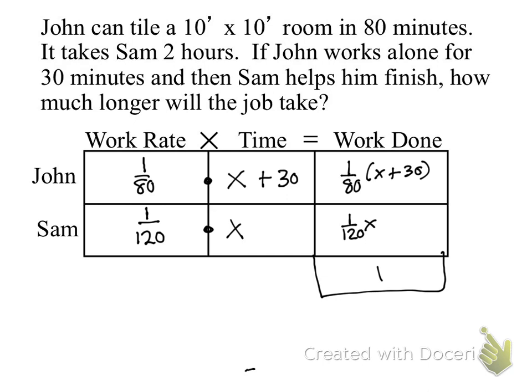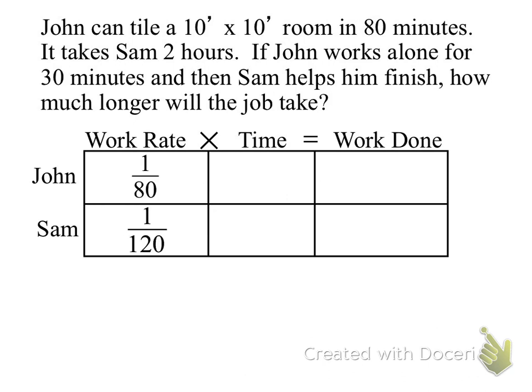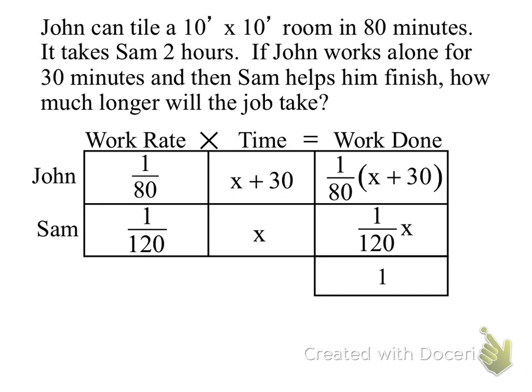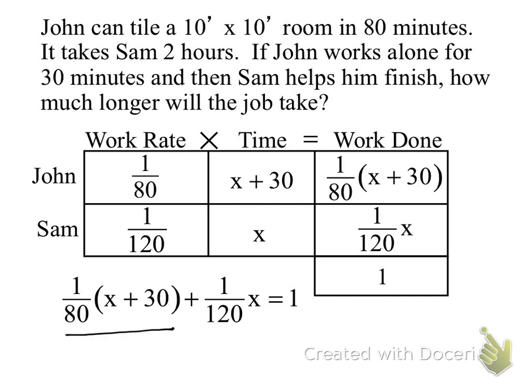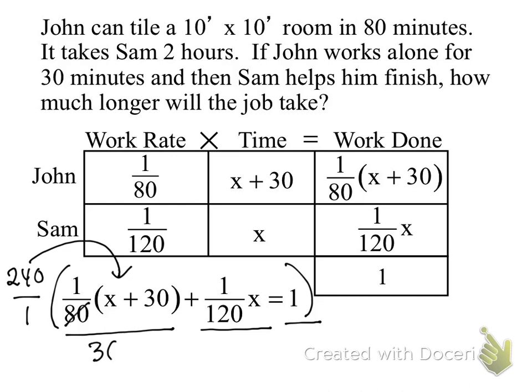Okay, so it's 1 over 80 times x plus 30. Now, I want to clear my fractions. I want you to remember, there are three terms in this sentence. The terms are connected through multiplication. So this is a term, this is a term, this is a term. So when I think of a number to multiply the whole thing by, what would it be? 240, right? And I really only distribute once to this term, and I get 3 times everything in the parentheses, x plus 30. You with me?